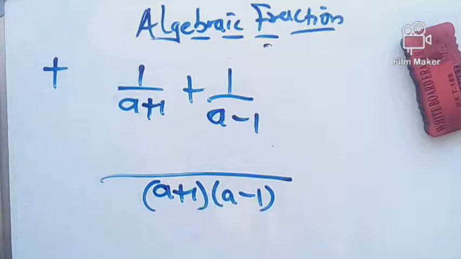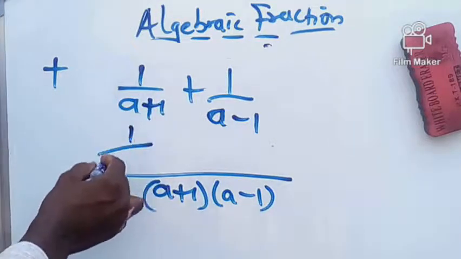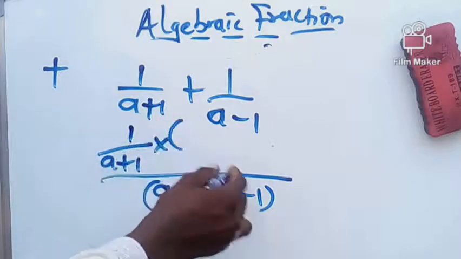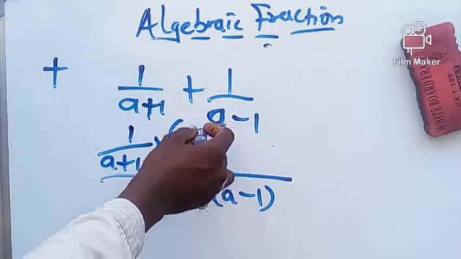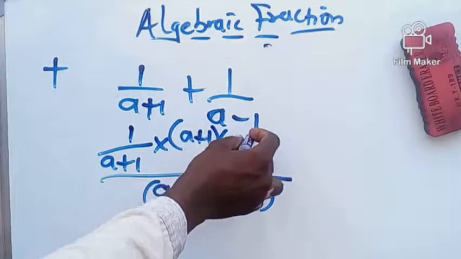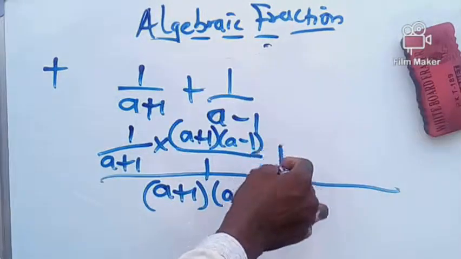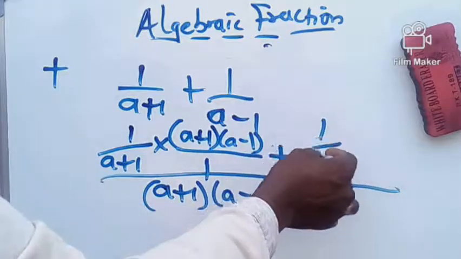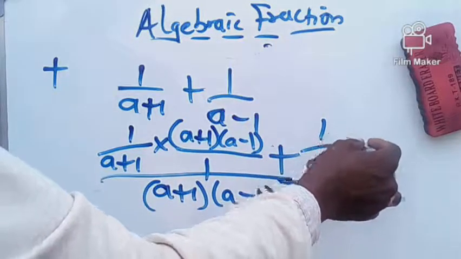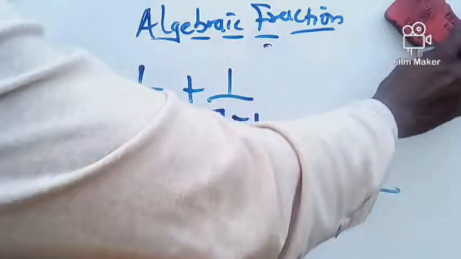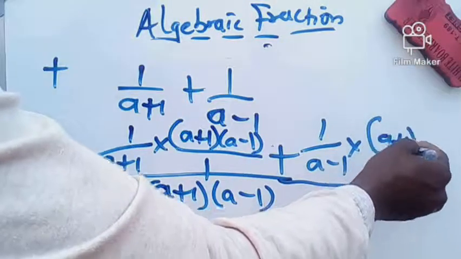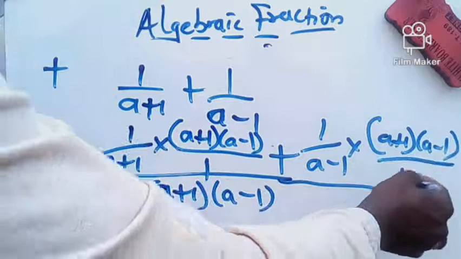So let's pick each of the fractions and multiply them by the LCM. We pick the first fraction, a over a plus 1, multiplied by the LCM, a plus 1 and a minus 1, everything over 1. We drop our addition sign. We take the next fraction, 1 over a minus 1. We multiply by the LCM, which is a plus 1 and a minus 1 divided by 1.